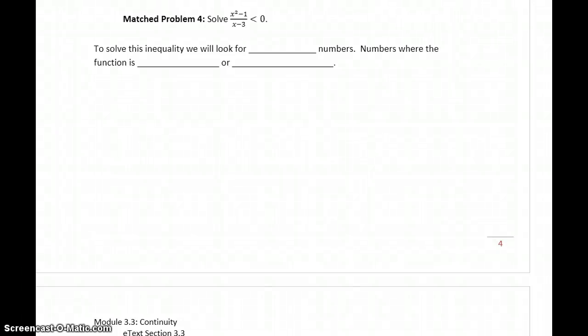Math problem 4 is a little bit different. This problem isn't about continuity itself. Instead, it's a problem where we're going to use the idea of continuity, and another theorem that we'll introduce, to solve this inequality. So we want to know, when is this rational function less than 0? Before we get into anything with continuity, we're going to look for what are called partition numbers.